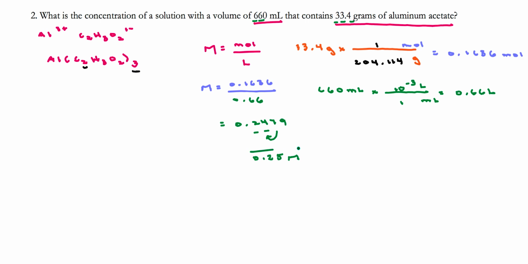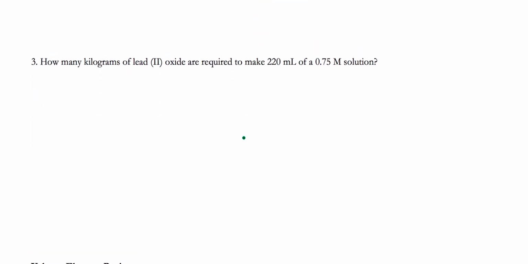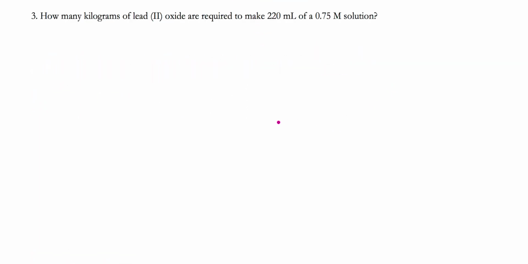Okay, and that's it. Let's look at one more. All right, for the last one, it says how many kilograms of lead(II) oxide are required to make 220 mL of a 0.75 molar solution. So remember, molarity is my moles of my solute, which is what I'm going to be solving for first, divided by my volume in liters.